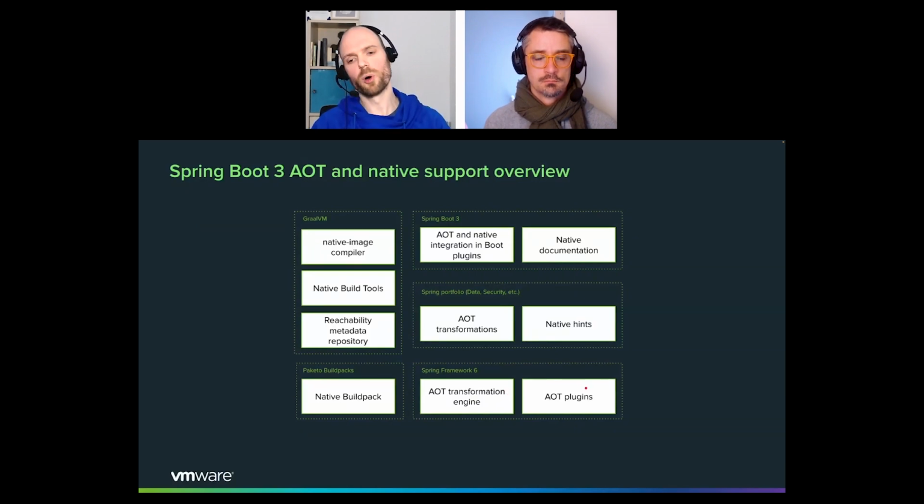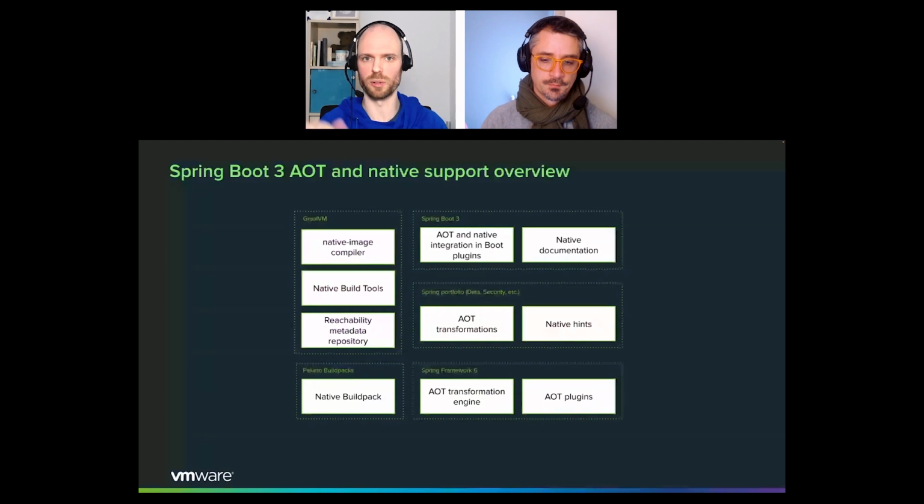There are a lot of hook points where you can hook into this AOT transformation engine, and those hook points are used by the Spring portfolio projects, for example, Spring Data or Spring Security, to implement their AOT transformations, which means they can, for example, contribute a plugin to the transformation engine, which generates source code, which is then compiled. Or they can contribute native hints, for example. If you can't eliminate all reflection, then you can contribute hints, and those hints tell the native image, look, on this type reflection is needed, so please include it.